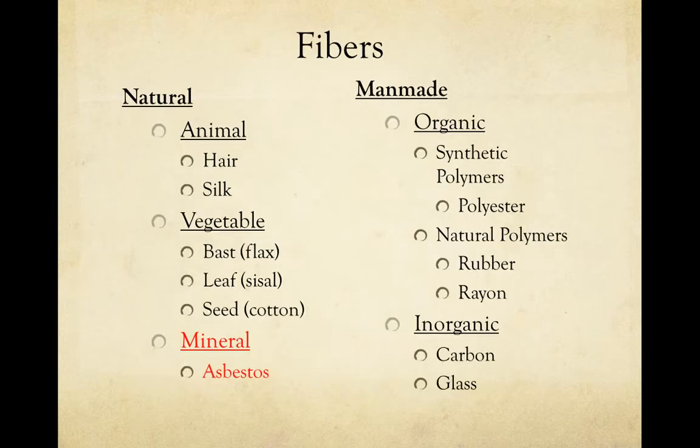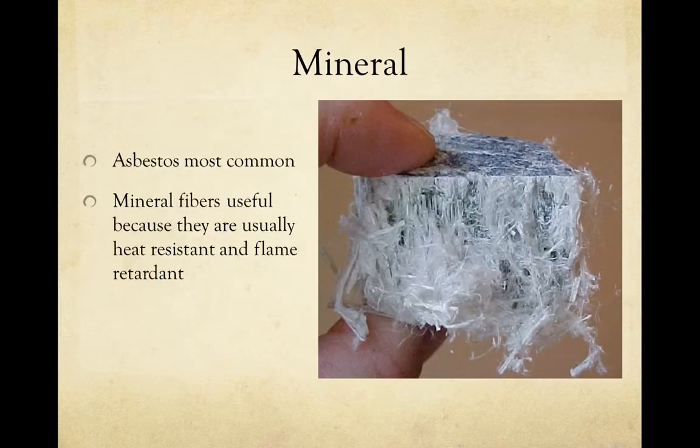And then the last category of natural fiber is mineral fibers. Asbestos is made up of naturally occurring silicate minerals, so asbestos is actually a type of mineral fiber. And asbestos used to be very popular in construction materials because they discovered that it was pretty heat resistant and also flame retardant. But unfortunately, we now know that this type of mineral fiber is a health hazard.